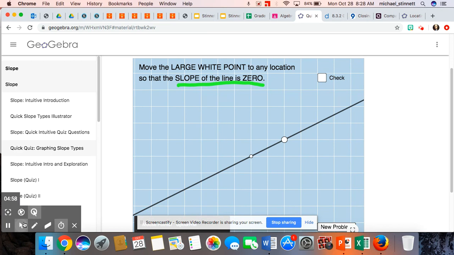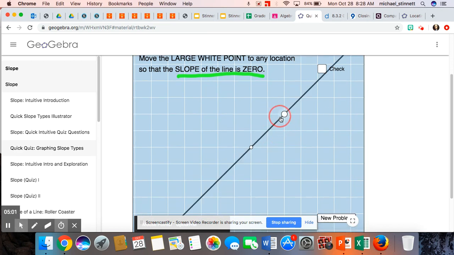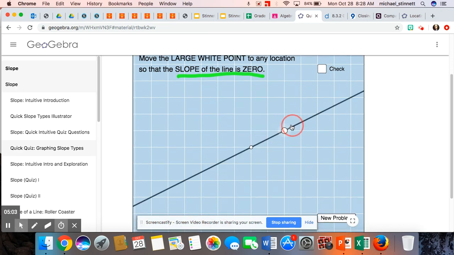And you're going to take this and you're going to move it around until you can find a slope of 0. And then you're going to check your work. So I wasn't correct on that. Okay. And then you're going to jump down. Don't do the exploration. Don't worry about it.